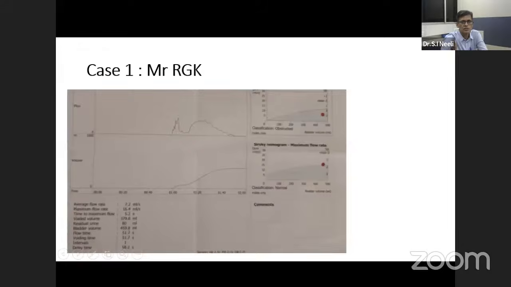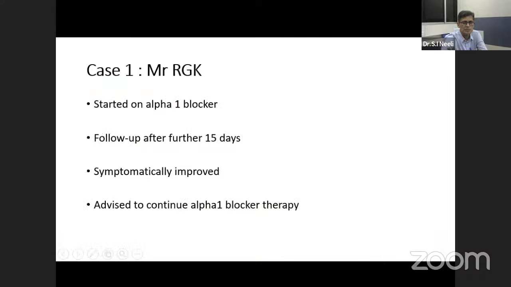So uroflowmetry was done, which shows a borderline obstruction to the flow of urine. Maximum flow rate was 16, which was borderline. His bladder capacity, that means void volume, was 450 ml, and the post-void residual was 51 ml.